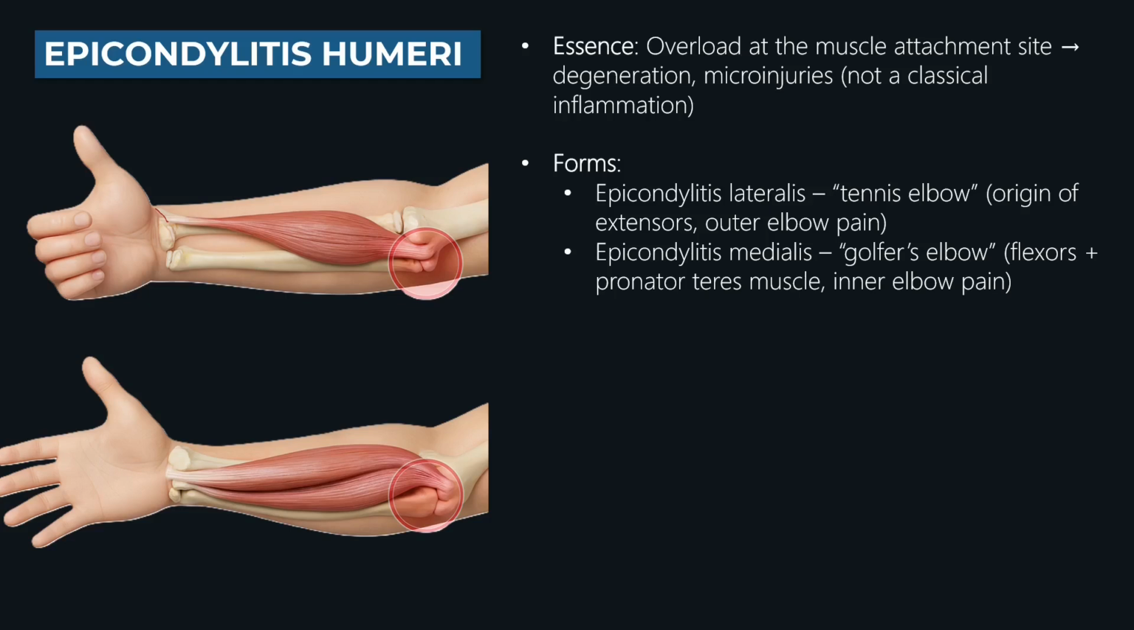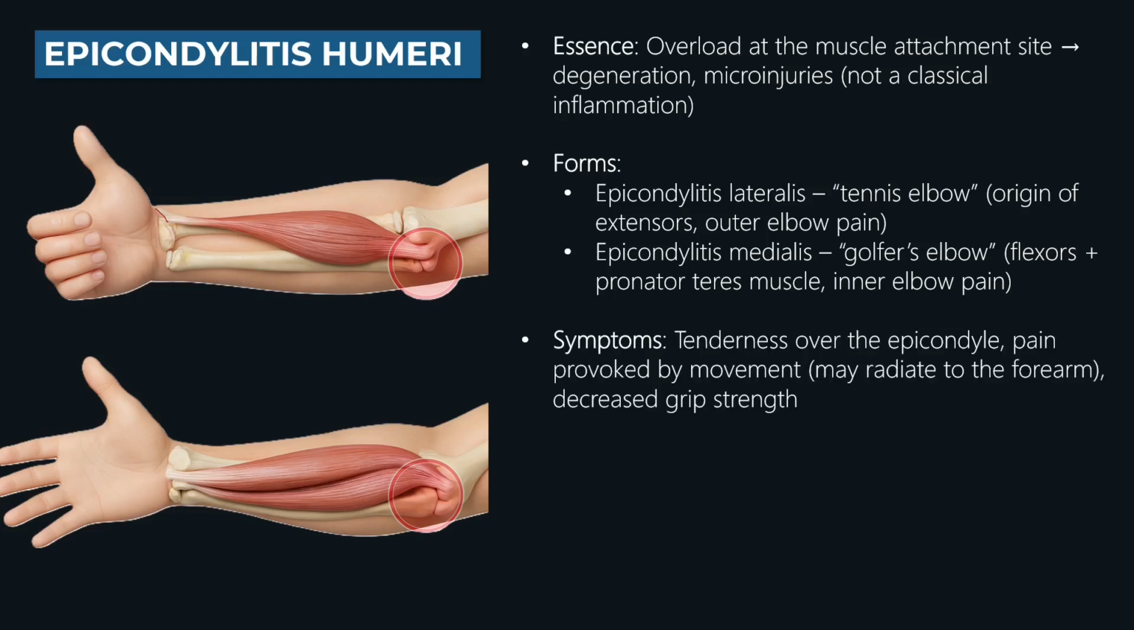The symptoms are characteristic. There is tenderness on palpation over the affected epicondyle. Pain appears on exertion and with specific movements, often radiating into the forearm. In everyday life, this is noticed when opening a bottle, turning a key, scrolling with a mouse, or hammering. A sudden stabbing pain shoots in. Grip strength decreases, and patients may drop objects because the pain prevents them from holding firmly.